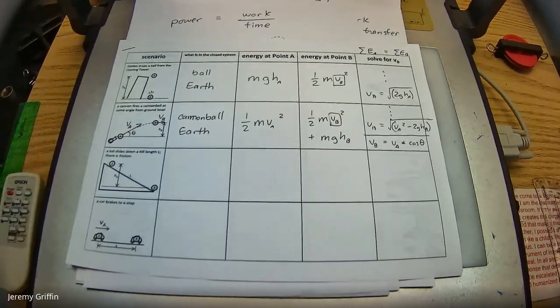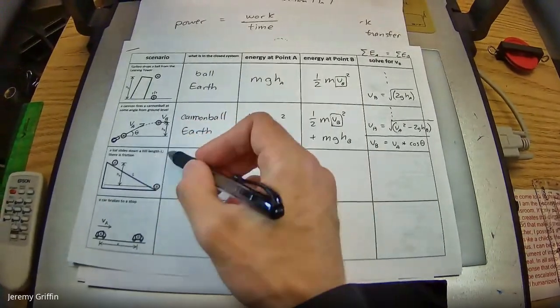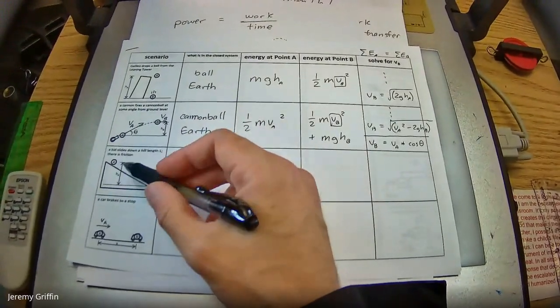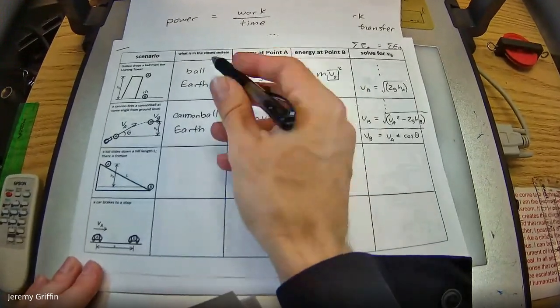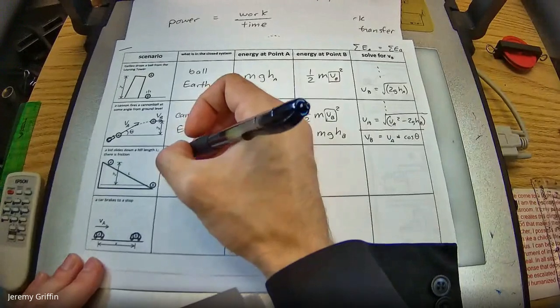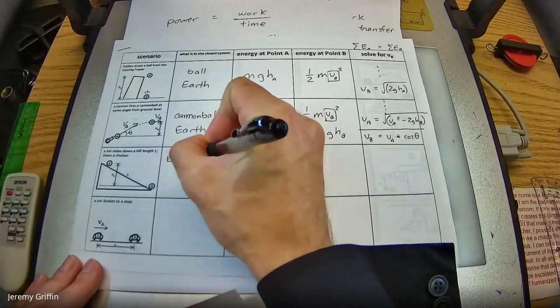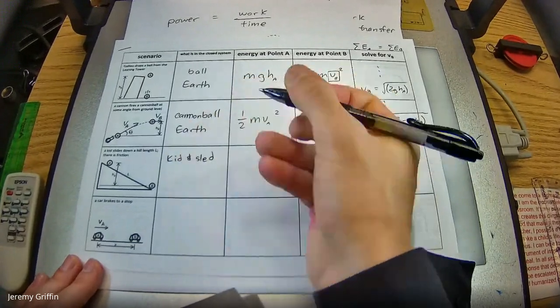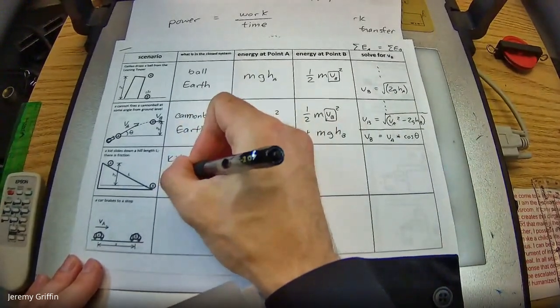Yeah. Let's get this next one set up anyway. Okay, so a kid slides down a hill of length L, and there is friction. Ooh, there is friction. So what's in the closed system? Well, I'd have to include the kid and sled. I'm going to treat them as a single object because they're all moving down together. Of course, we have the Earth.